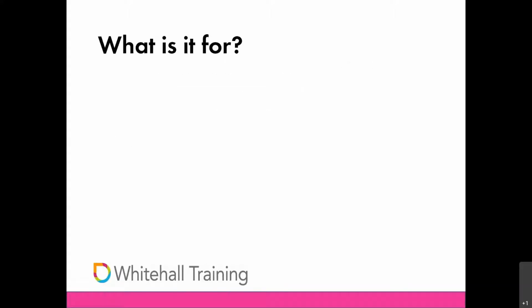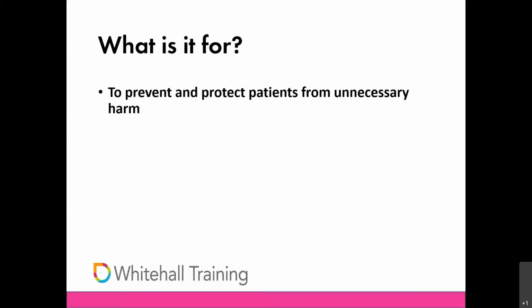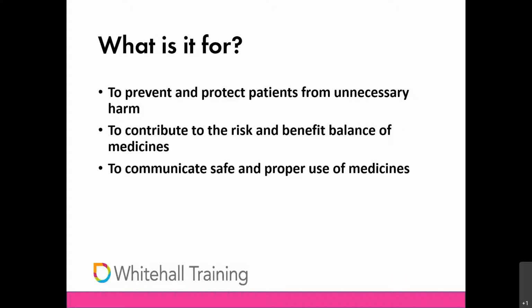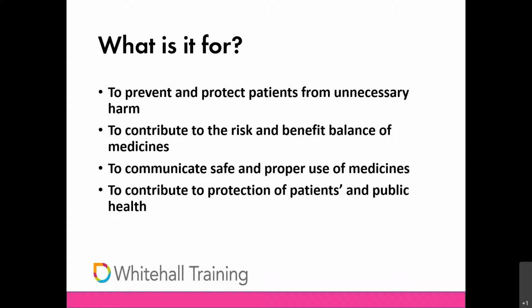So the first question is just what is pharmacovigilance actually for? Well, it's to protect patients from suffering unnecessary harm. It contributes to the risk-benefit balance of medicines by contributing to the risk part of the equation. It is used to communicate safe and proper use of medicines, and it contributes to the protection of patients' health and public health.